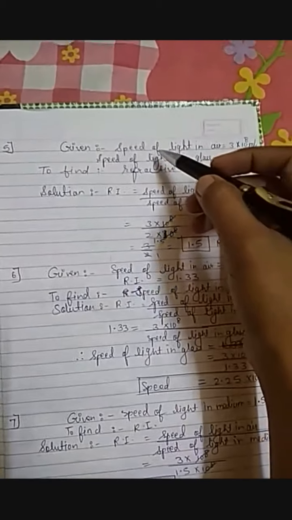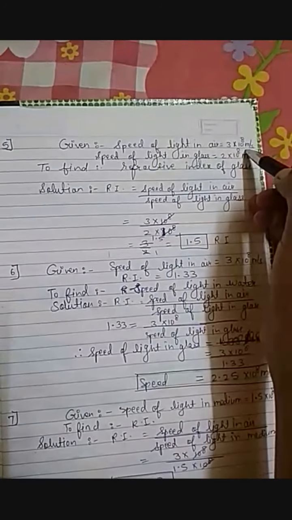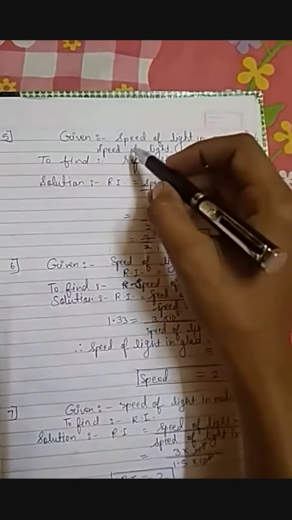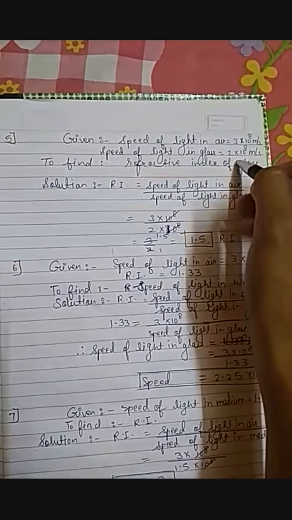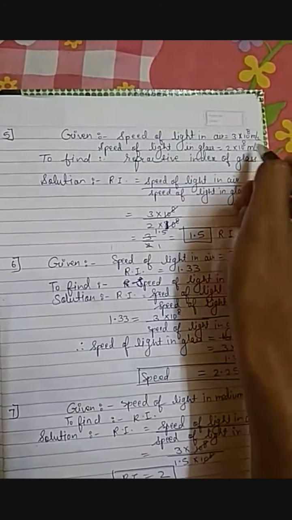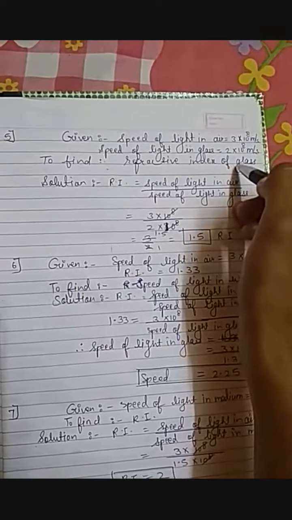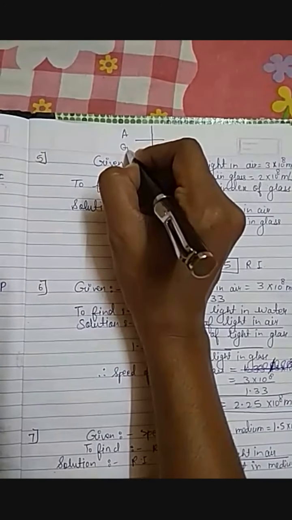Here, the speed of light in air is 3 into 10 raised to 8 meter per second. And the speed of light in glass is 2 into 10 raised to 8 meter per second. We have to find the refractive index of glass. So pay attention, what is the concept? Suppose this is air medium, this is glass medium.